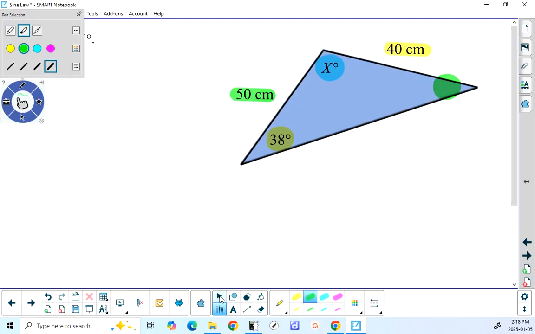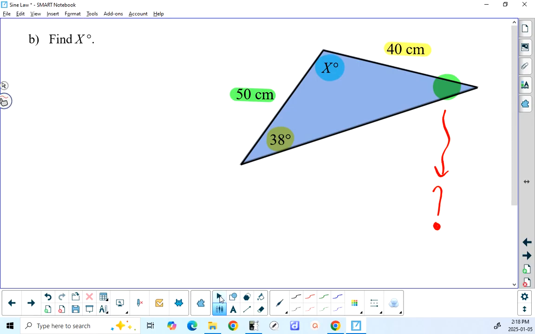We can use the sine law to find out what this angle is. And if we know what that angle is, then we can use the fact that the three angles have to add up to 180 degrees to find angle X. And that's what we're going to do. I guess let's call this angle something. We can call it angle Y if you like.